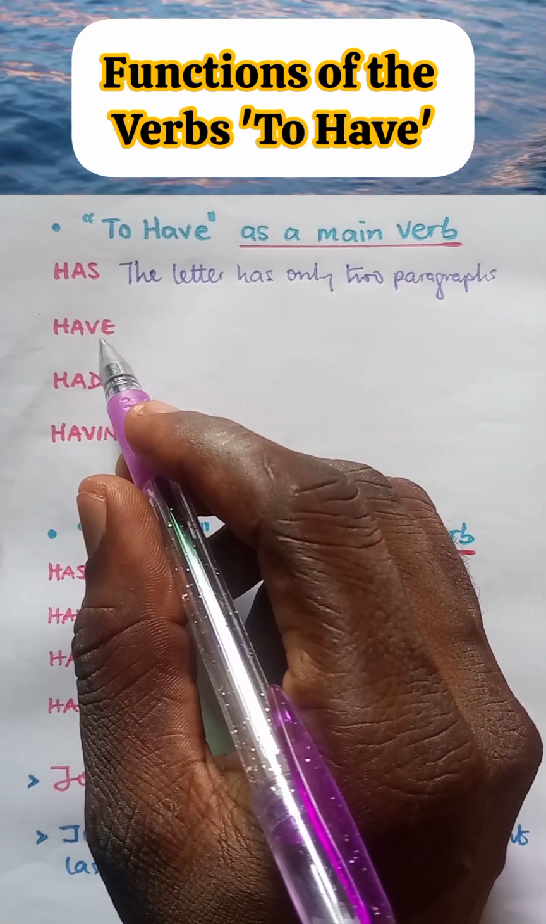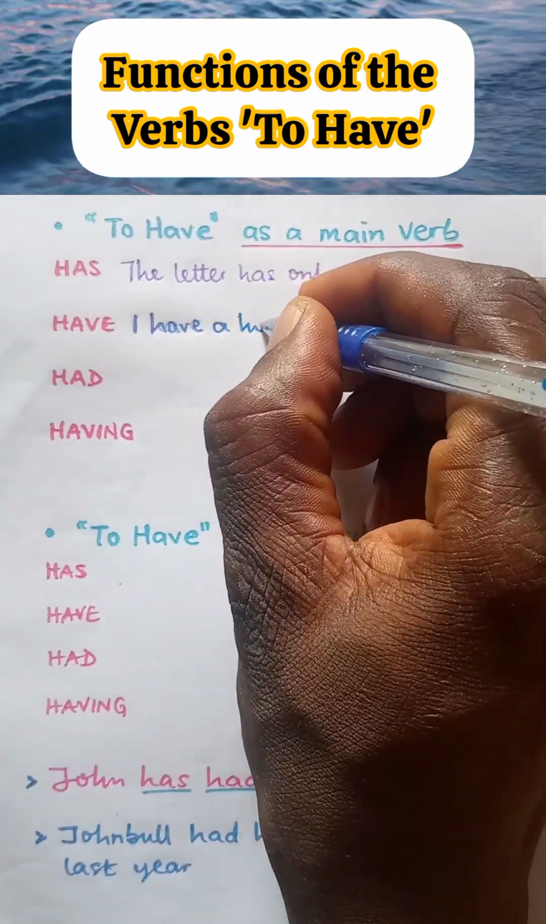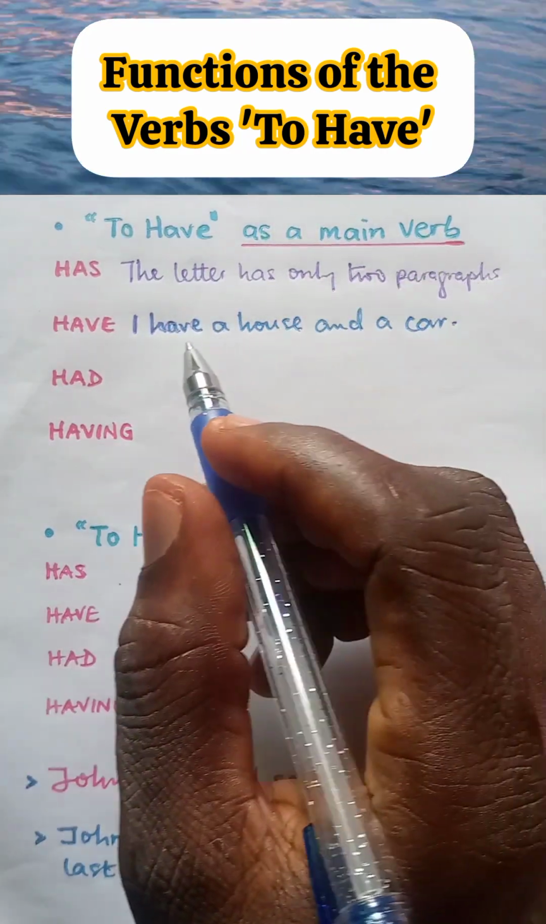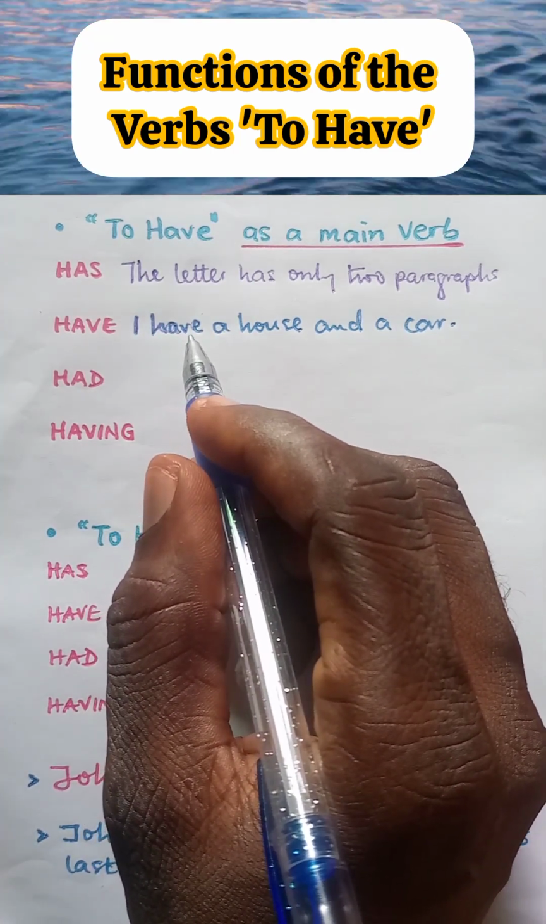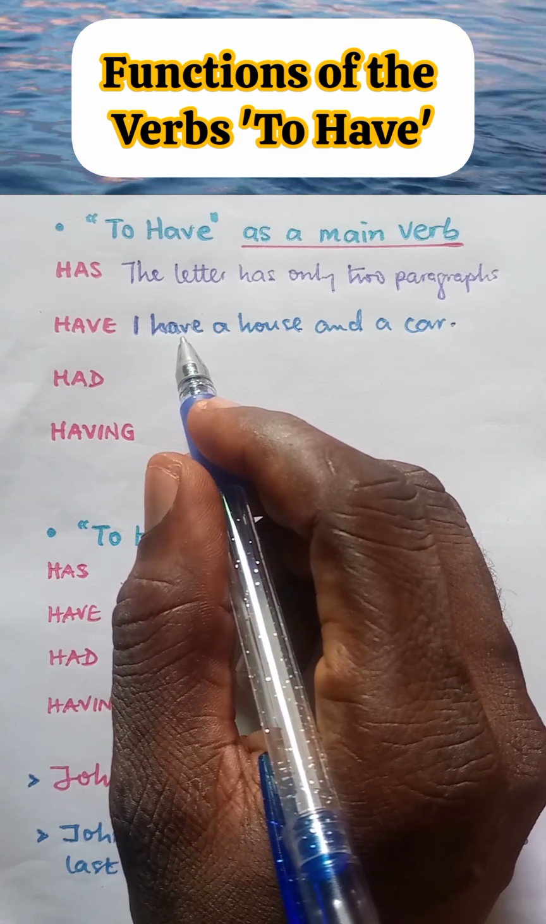Next, have as a main verb. I have a house and a car. In this sentence, the only verb here is have. So have is functioning as the main verb. It is not assisting any other verb.